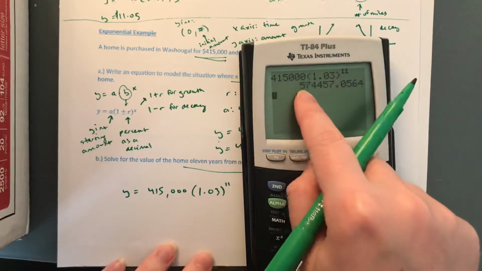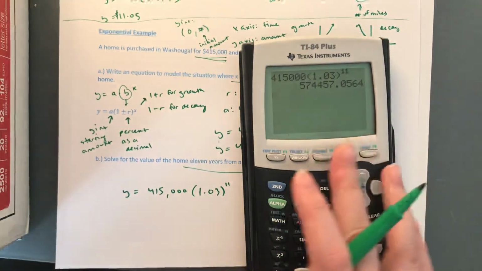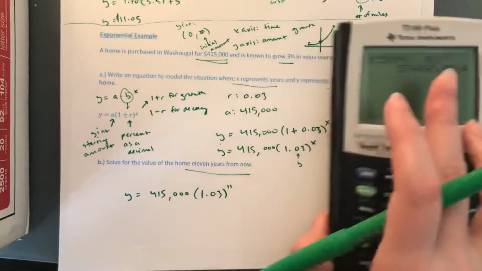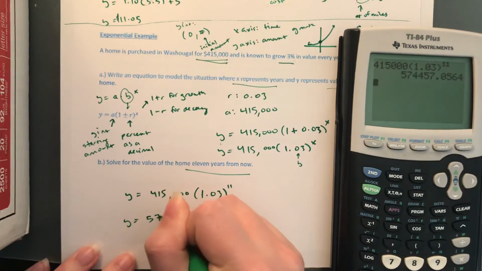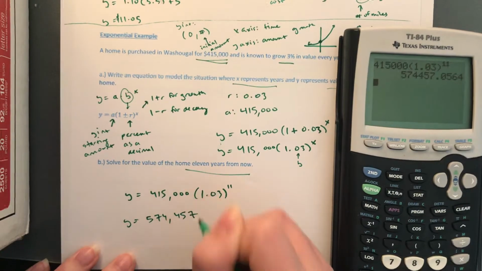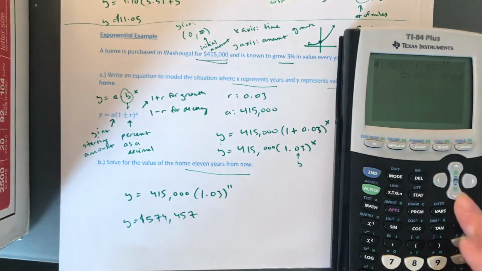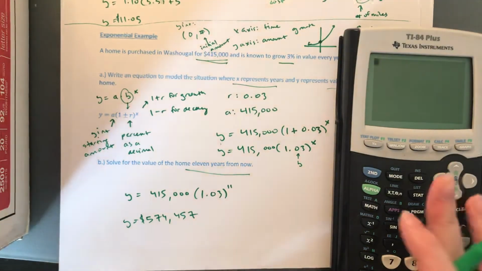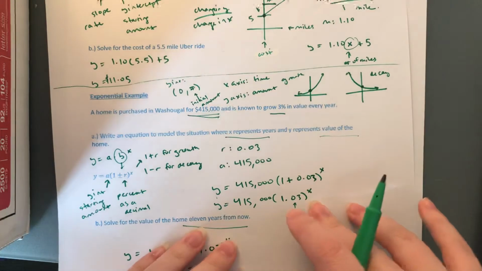And we got, it's worth $574,457. Don't worry about the decimal. Just round to the nearest whole number. 574,457. So that's how much money it's worth in 11 years if it grew by 3% every year, which I feel like that's pretty reasonable. All right, so here's an example of linear, here's an example of exponential. Now, they won't be labeled for you guys.